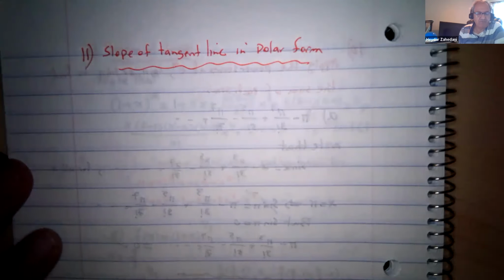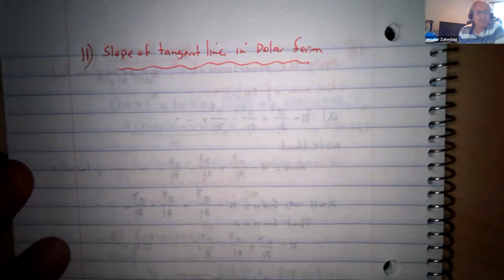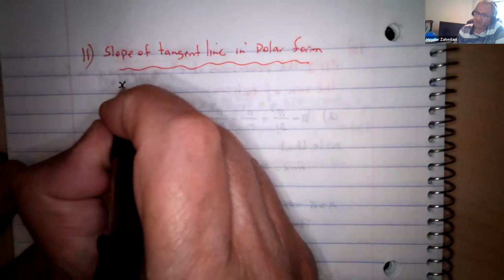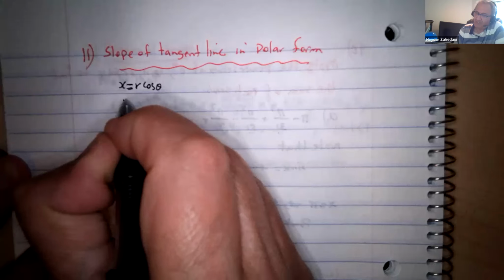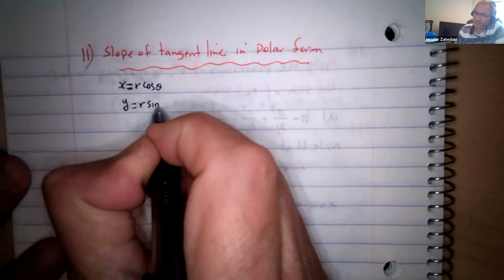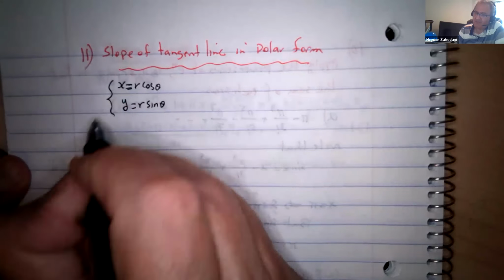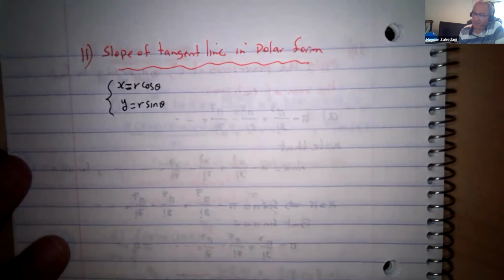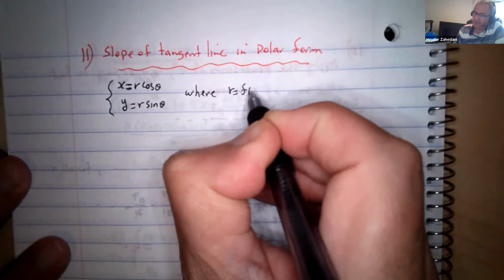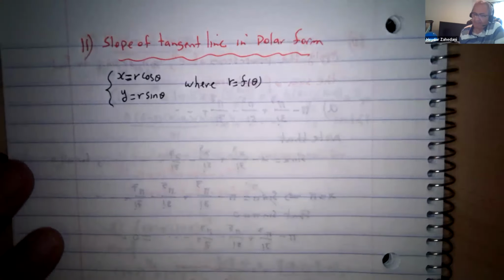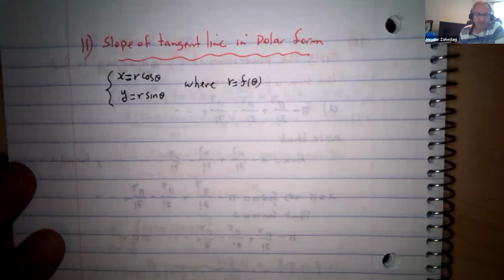Okay, we give you the formula for these. Remember, the idea is to start from here: x is going to be r cosine of theta, and y is r sine of theta. Okay, that's the x and the y. r is going to be a function of theta, where r is f of theta. So we have the formula that you memorize.